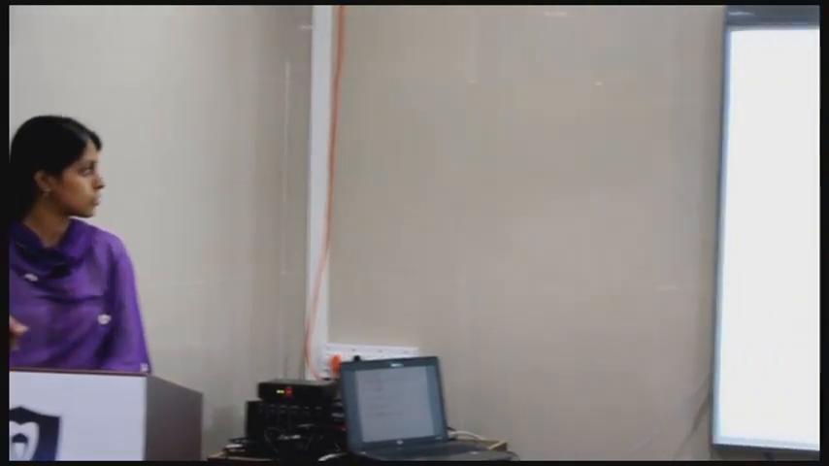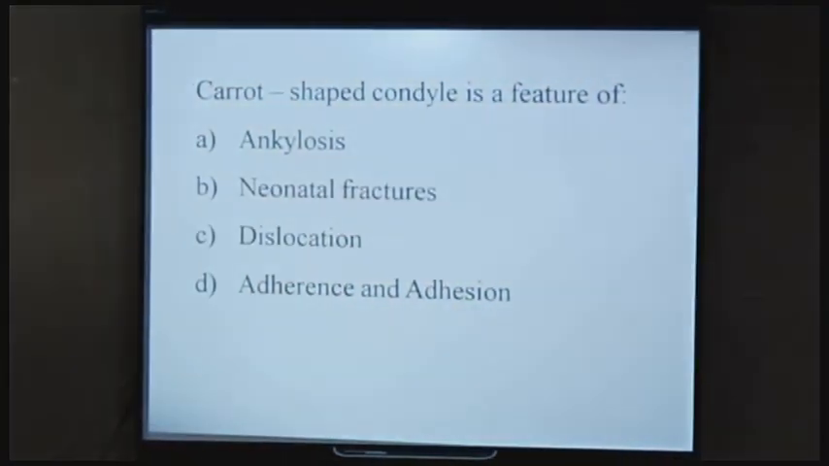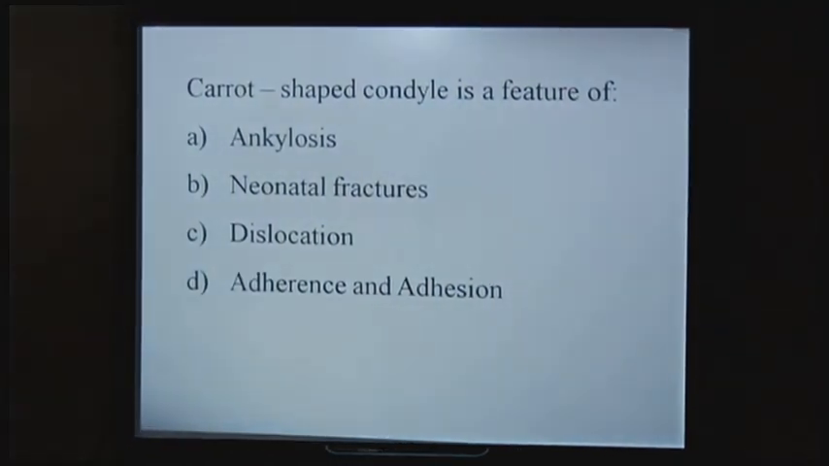What is adherence and adhesion? It is a form of your ankylosis, okay, but it is not that it is permanently stuck. It is that your lubrication is lost, because of which constantly it is getting stuck to your glenoid fossa. But it is coming off and on, but at times it can permanently adhere, and then it can become an ankylosis, okay. So the carrot-shaped condyle is a feature of neonatal fractures, okay.